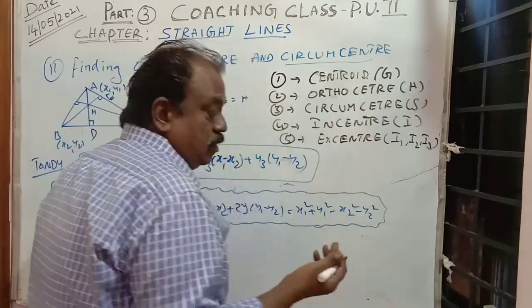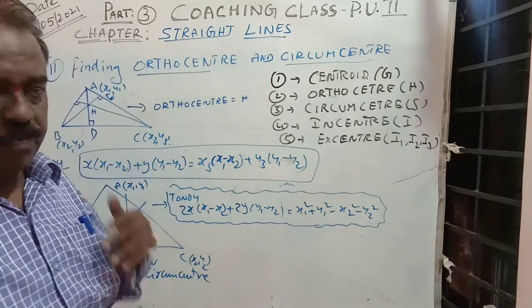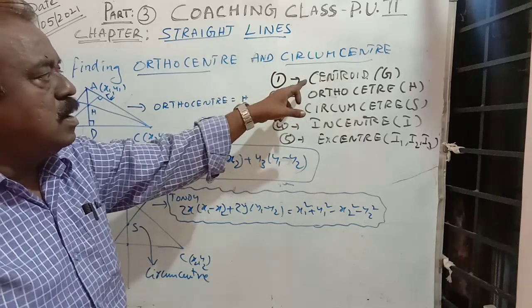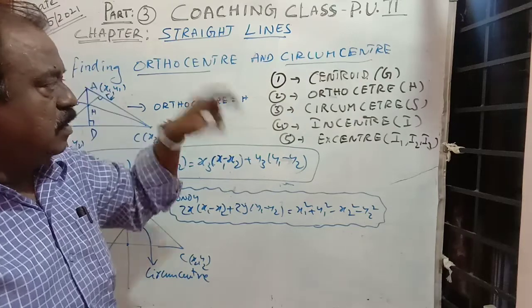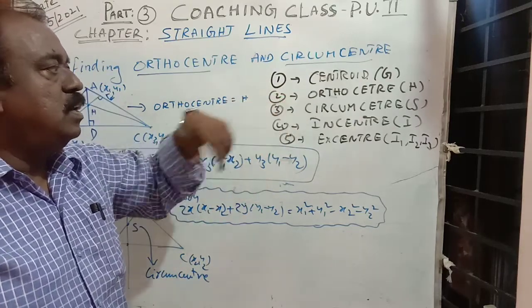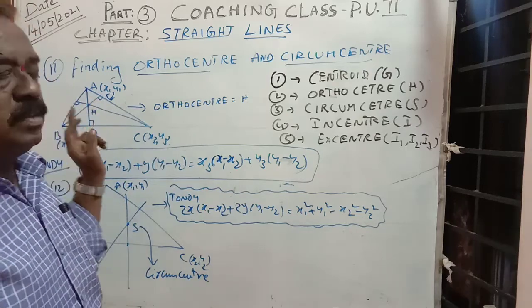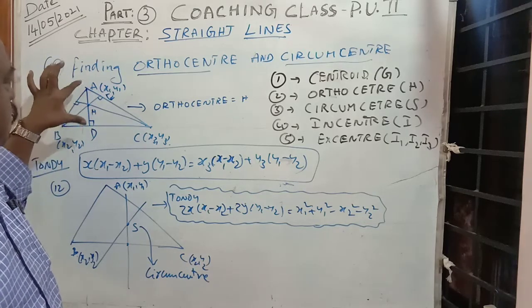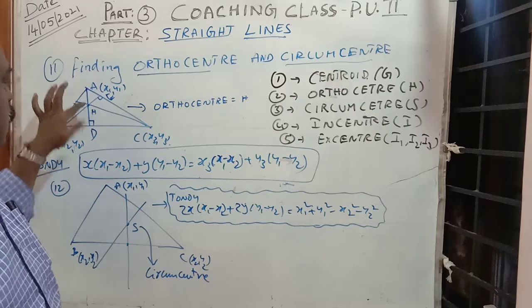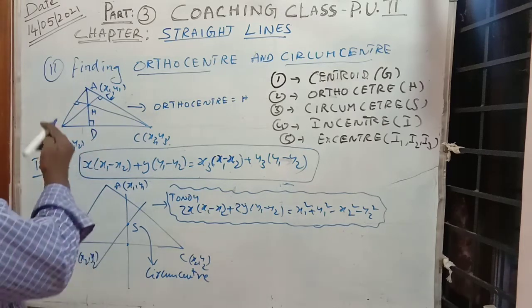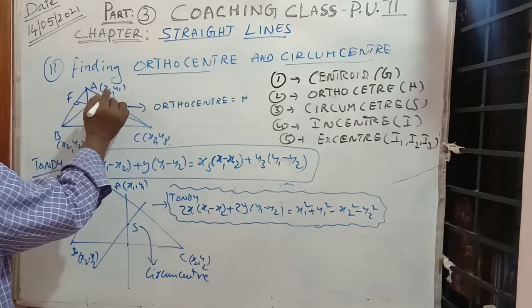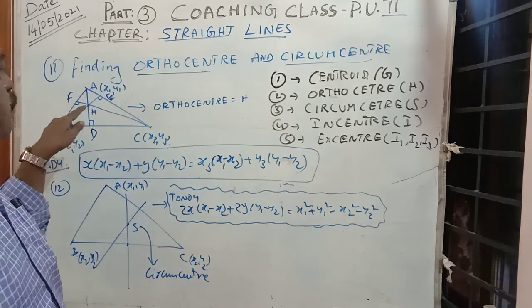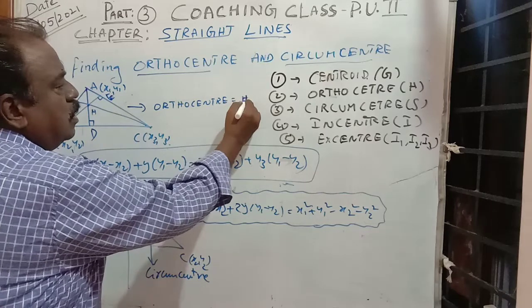Now see the 5 centers. The centroid is the point of concurrence of medians. Whereas the orthocenter, as I already told you, is the point of concurrence of altitudes. Altitudes mean perpendiculars drawn from the vertices: AD, BE, and CF. They meet at one point. That point is the orthocenter and it is denoted by capital H.